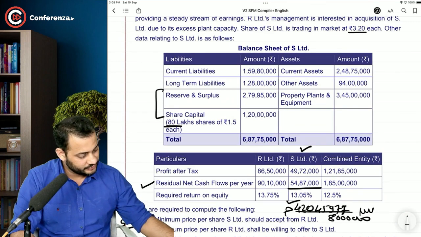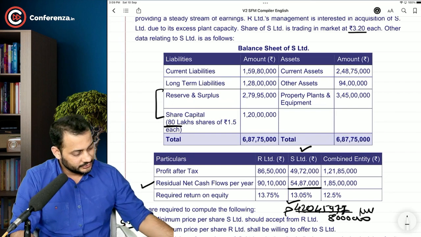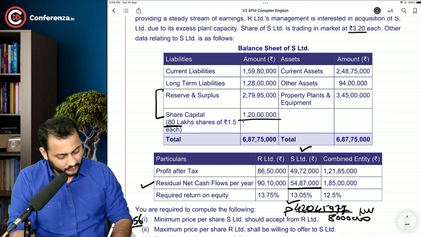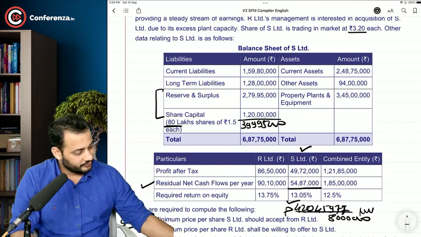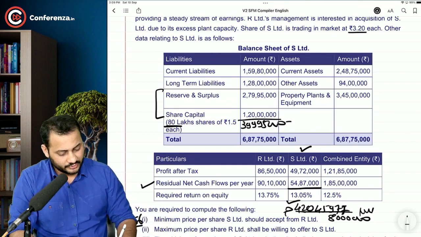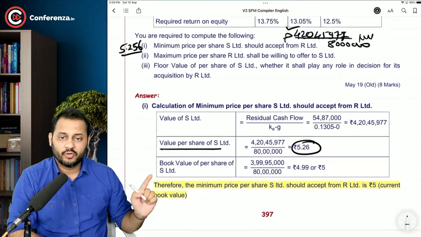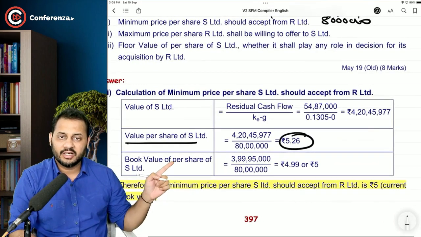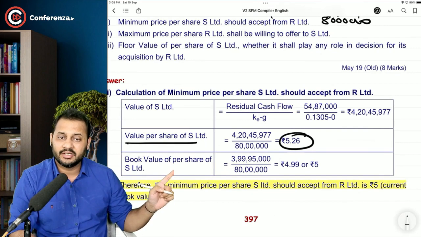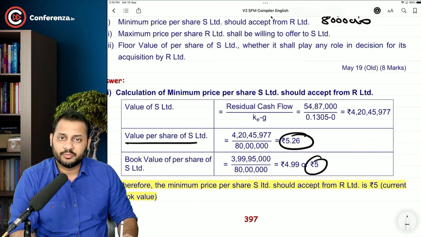279,95,000 plus 120,000,000. That's around 399,950,000 divided by 80 lakhs comes to 5 rupees. So the book value per share is 399,95,000 divided by 80 lakhs. And that comes to 5 rupees per share.